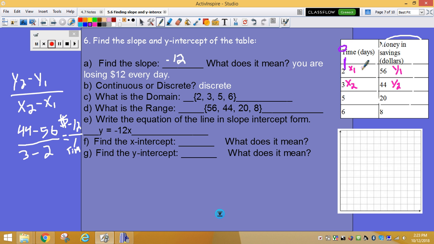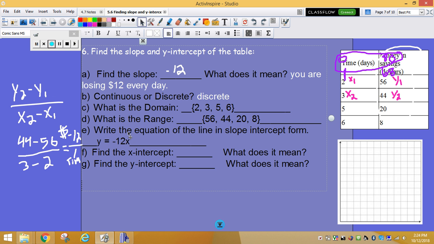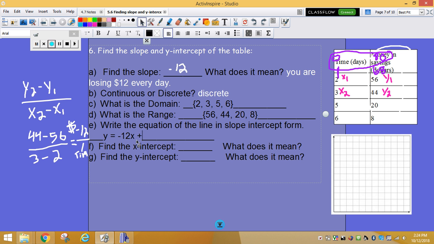0 days? So again, we're going to add 12 because we're going up. So 56 plus 12 is 68. 68 plus 12 is 80. So your y-intercept is at 0, 80. So that means I'm going to end this equation with a plus 80.